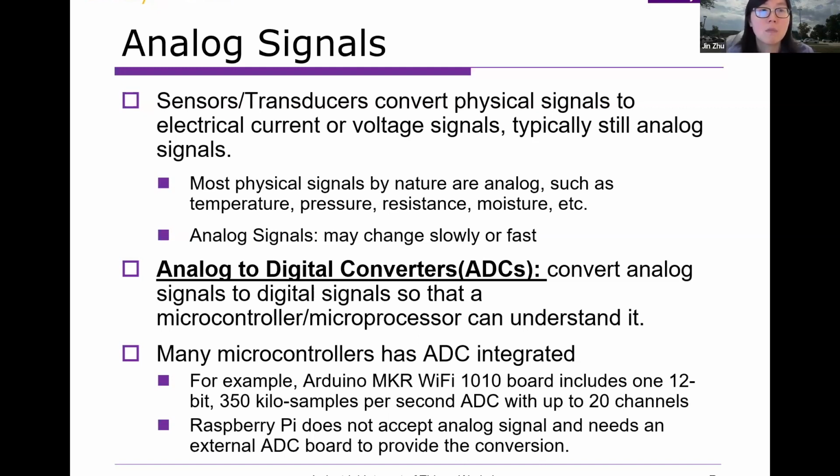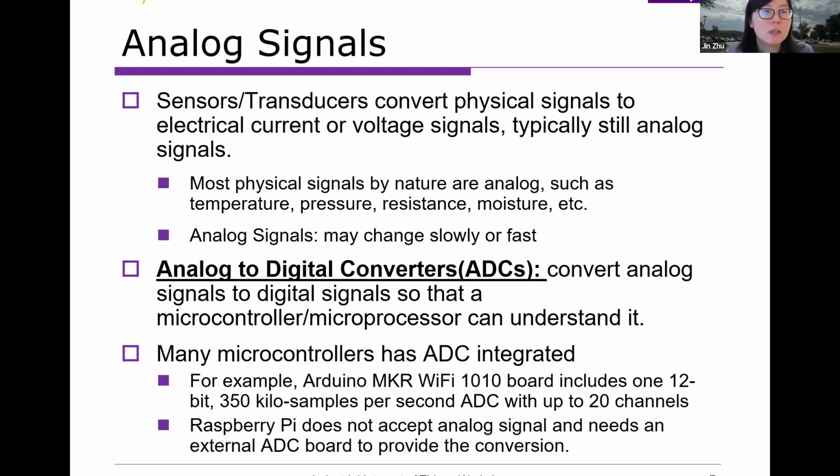Some signals may also work in the frequency domain. That means information is represented or contained in its frequency information. Okay, so no matter what kind of analog signal, if we need to have those work with a microcontroller, we need a device called the analog to digital converter. We need a converter to a digital signal so that the microcontroller or processor can handle it.